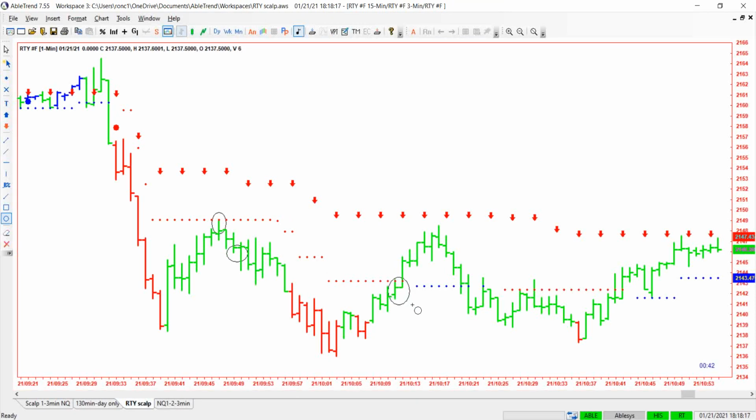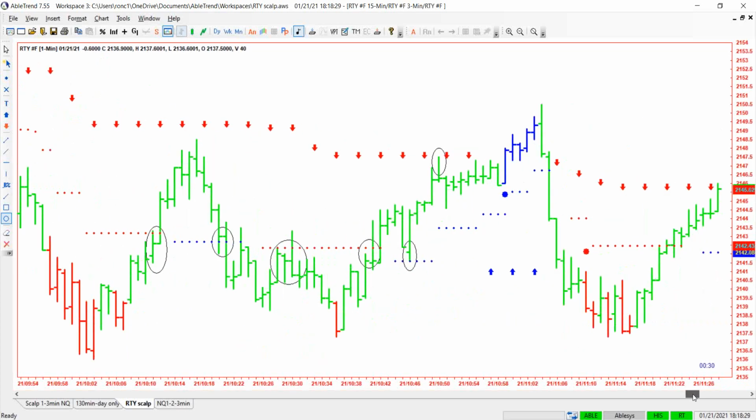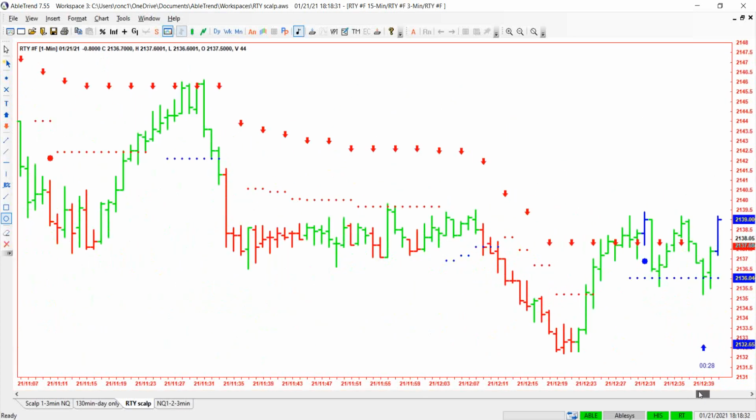Same rules, same color, same dots. These 2 did not work out. This one did work out. This one did work out. This one did not. There's a winner right there. So it comes, kind of a break-even kind of day, it looks like.